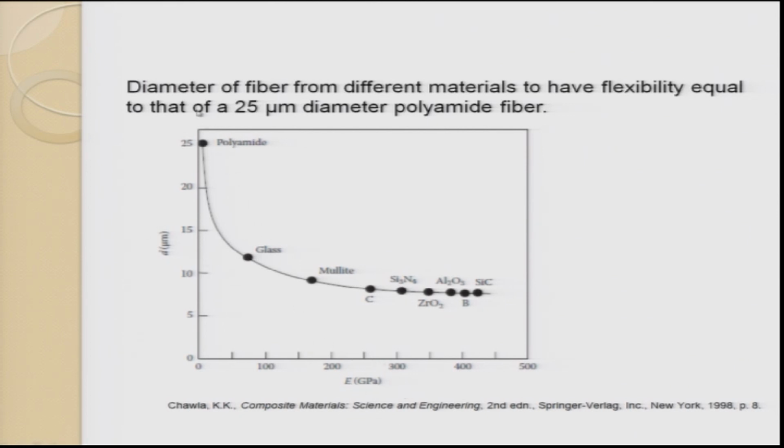So here we are all talking about an individual fiber. Several of these fibers stacked together form a roving. Several of the rovings put together form a mat. Several of the mats put together form a laminate. So please keep that in mind. So this is a graph which talks about diameter and E.